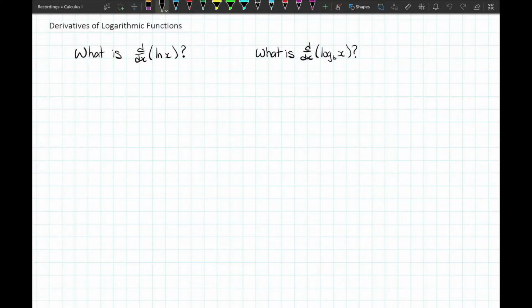Hello and welcome. In this video, we're going to take a look at the derivative of logarithmic functions. We'll start with the natural logarithmic function, and from there, we can probably just go and find the derivative of any logarithmic function of any base. Starting off with, what is the derivative of the natural logarithmic function?